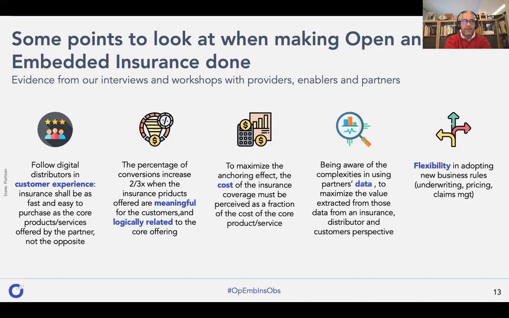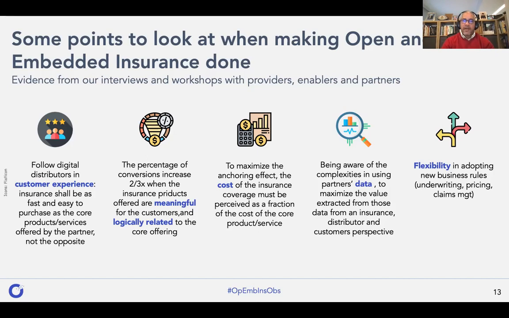Firstly, particularly from an embedded point of view, it's important in terms of customer experience that the insurer follow the digital distributors. What I mean is that when embedding insurance with a digital product or service, it is important that the insurance product is as fast and easy to purchase as the core product or service, and not the opposite. Secondly, we have registered that the percentage of conversions can increase 2-3 times when the insurance products offered are meaningful for the customers and logically related to the core offering. This is another very important point to make embedded a successful business.